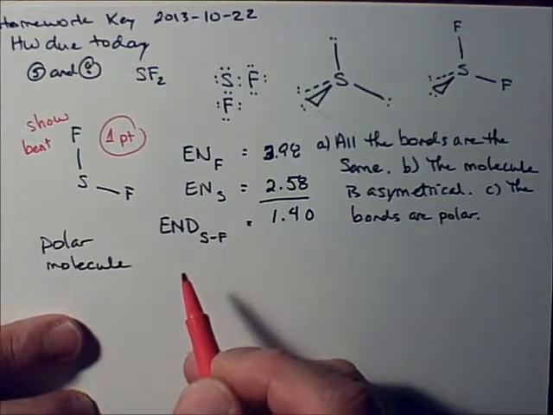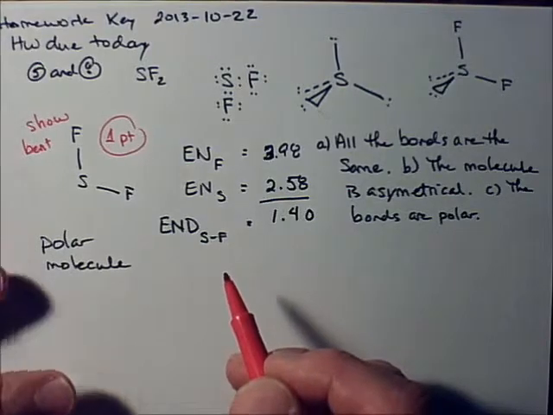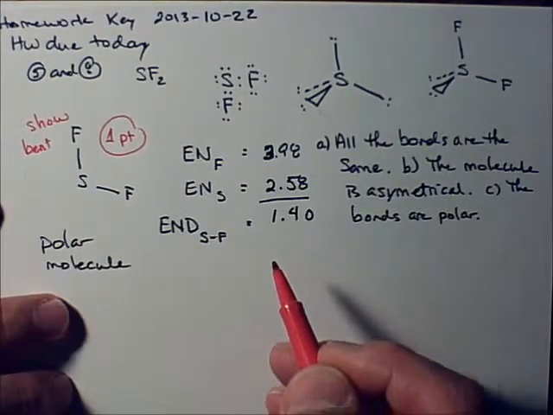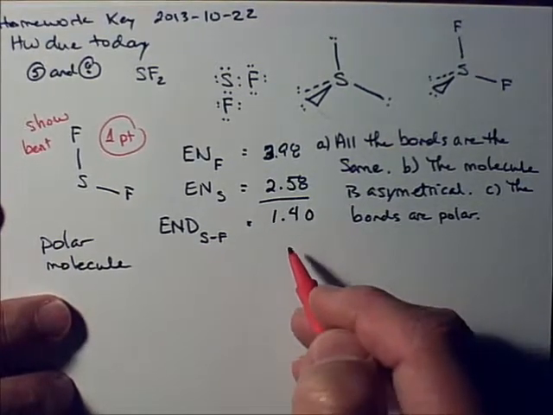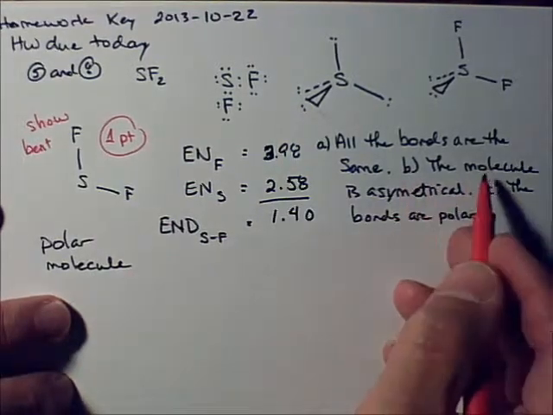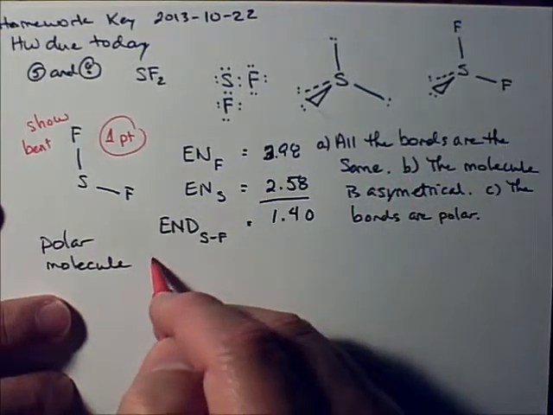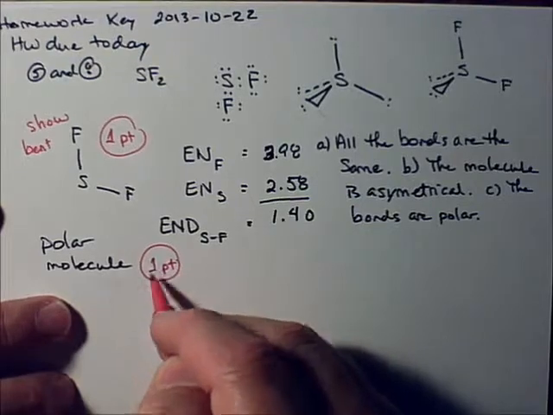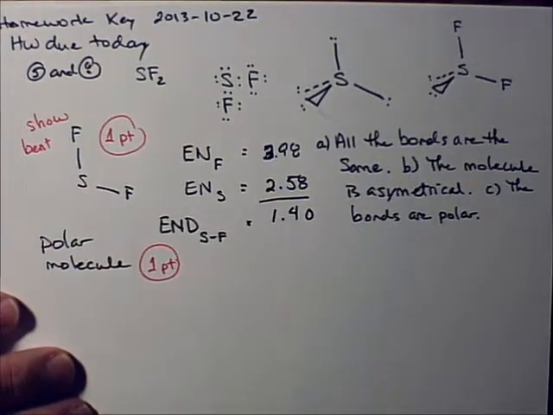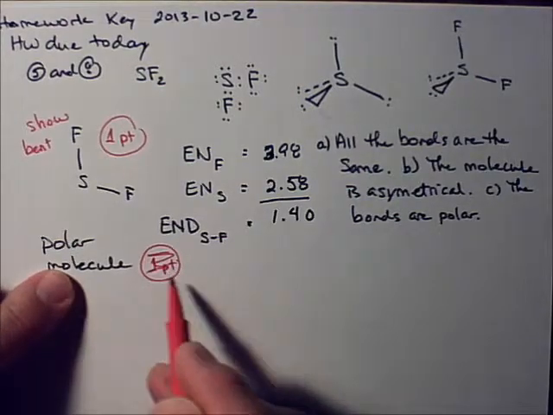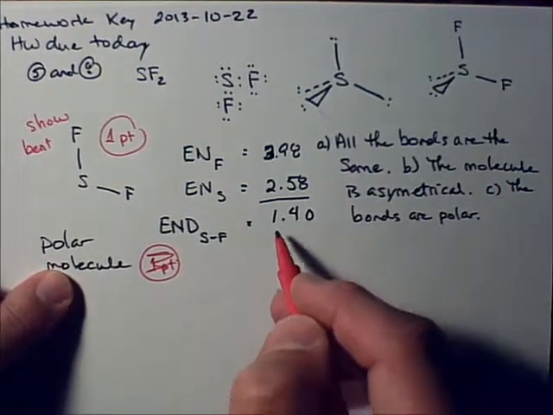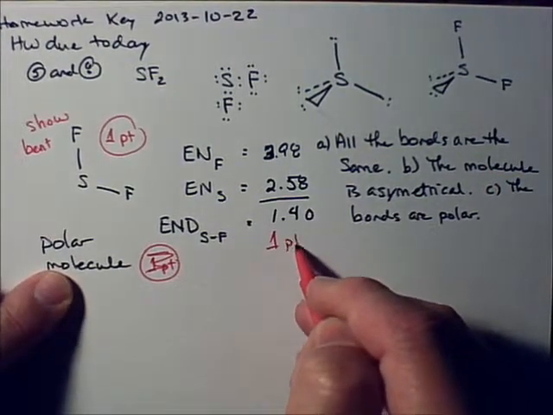In order to say that it's a polar molecule, you have to have a reason why. So you have to show that the bonds are polar. One point for the bonds being polar. Let's say the bonds are polar. Somehow you have to show the bonds are polar.